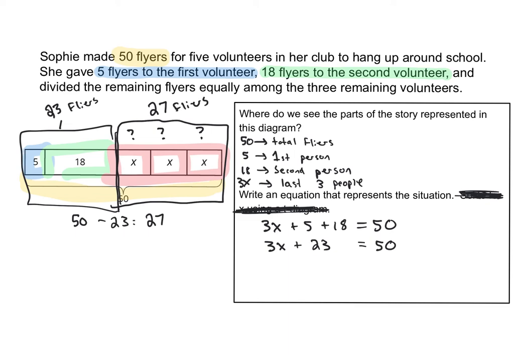And if we know that these 3 people had an even number, then we could say, well, those 27 divided by the 3 parts we have will tell us how many flyers each got. So since 27 divided by 3 is 9, that means our x equals 9. So each of these would be 9 flyers.